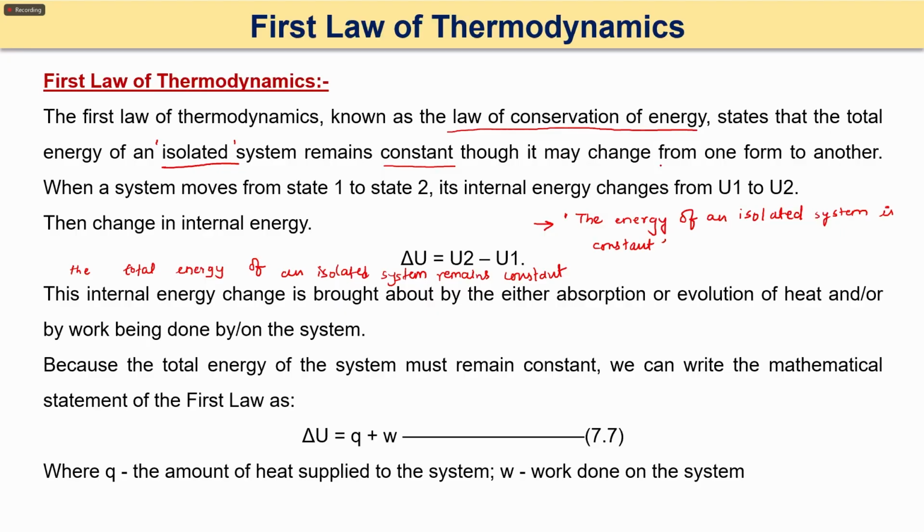However, it can be changed from one form to another form. Now it is written that when a system moves from state 1 to state 2, let us consider two states, state 1 and state 2. So this is your state 1.